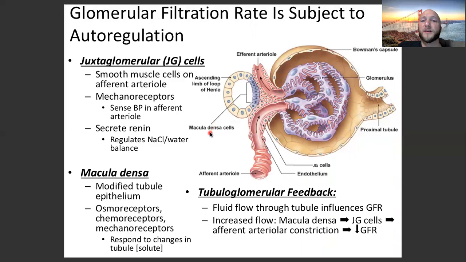So here it is depicted another way. So we have our JG cells, these smooth muscle cells in the afferent arteriole. Right here we have our macula densa cells. Tubuloglomerular feedback. Fluid flow through the tubule influences GFR, or glomerular filtration rate. So glomerular filtration rate is subject to autoregulation.